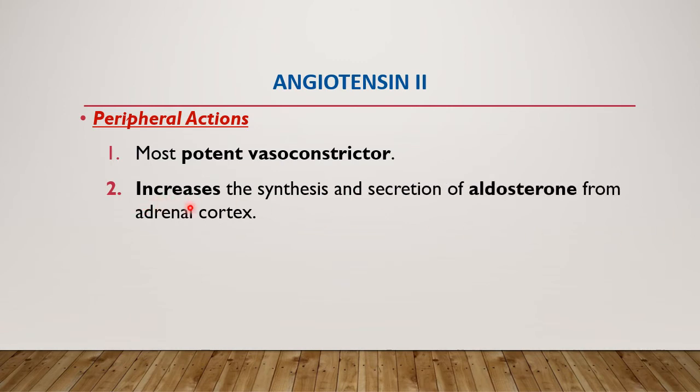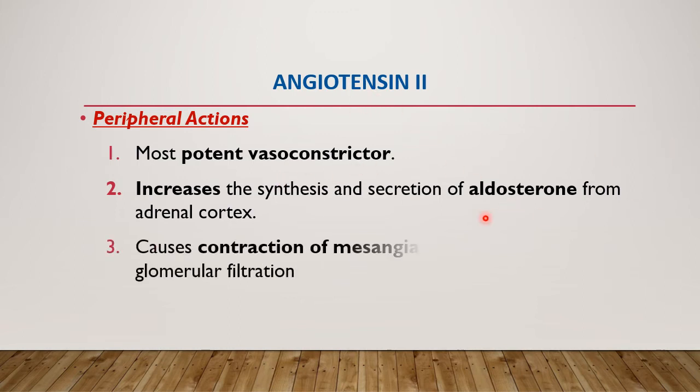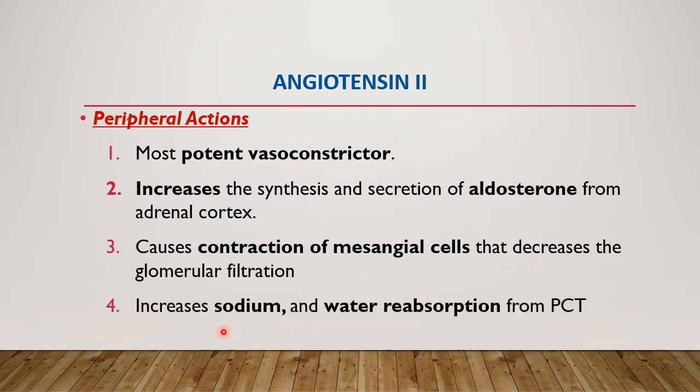Then second, it increases the synthesis and the secretion of aldosterone from the adrenal cortex. Another most important action of angiotensin 2. The adrenal cortex is a gland present over the kidney from where the aldosterone will be secreted. Then angiotensin 2 also causes the contraction of mesangial cells that will decrease the glomerular filtration. Okay. And another action is it will increase the sodium and water reabsorption from the proximal convoluted tubules.